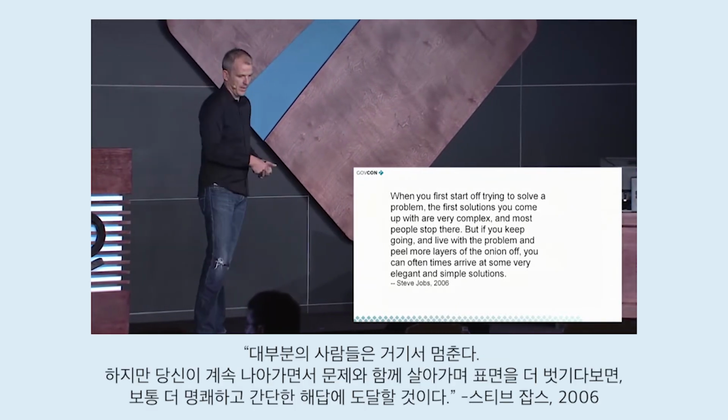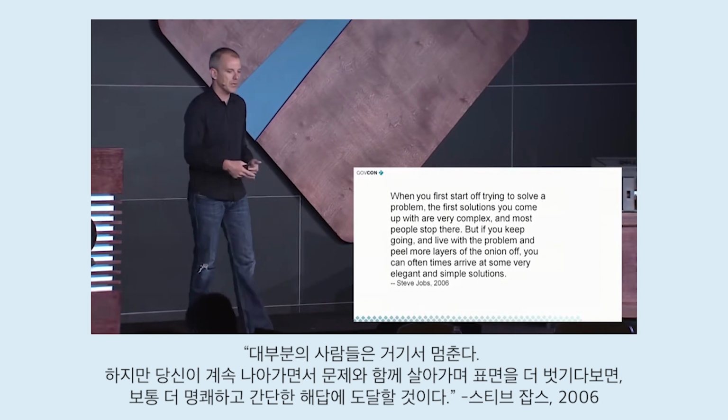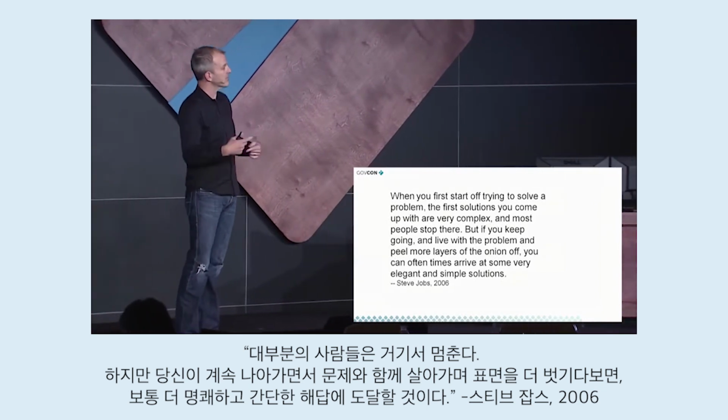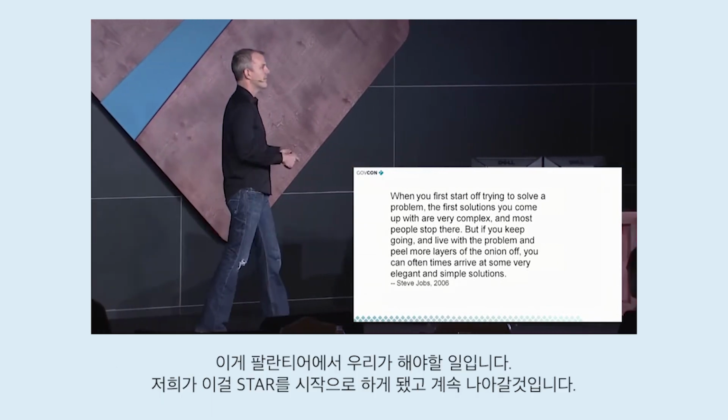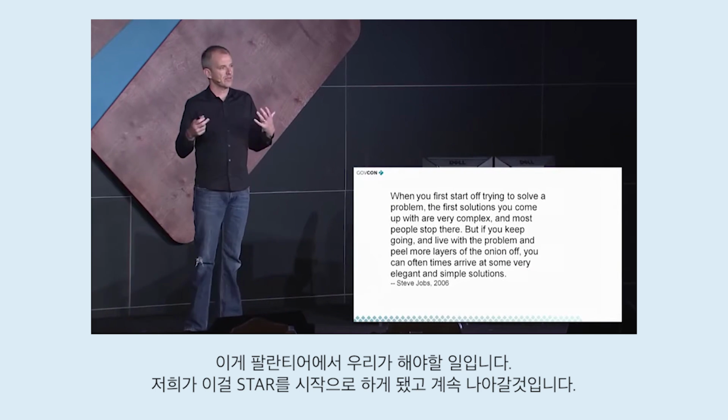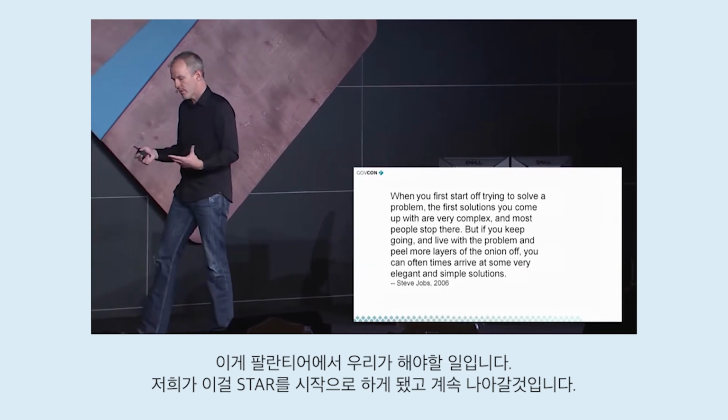But if you keep going and you live with the problem and peel away more layers of the onion, you can often arrive at some very elegant and simple solutions. This is what we need to be doing at Palantir. This is what we've started to do with Star, and we're going to keep on pushing it.